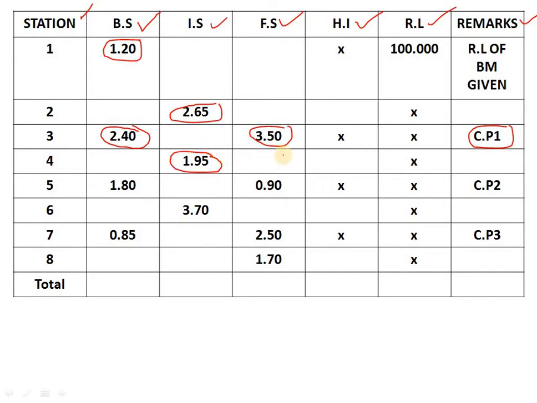1.95 is the intermediate side, and the fourth side is 0.90. So this is exactly at the fifth station. We can observe here, this is at the start station. We have got the FS. Okay, this will be the last point. And at the fifth station, we have got the 0.90 at the last station. So this is called CP2, change point 2.